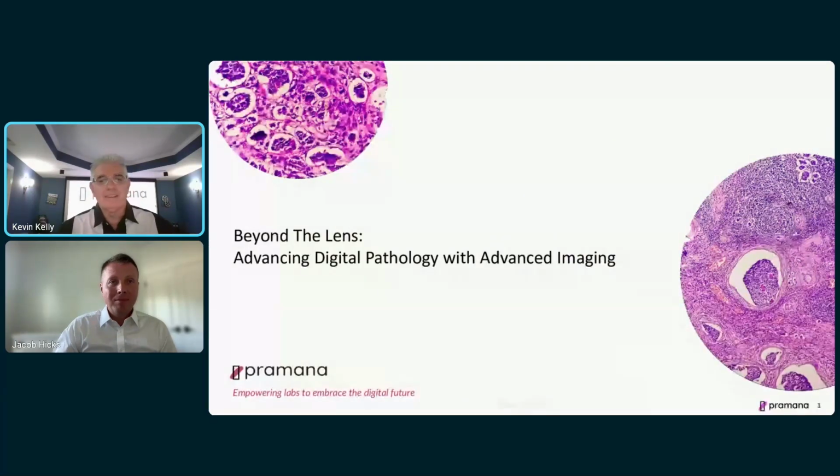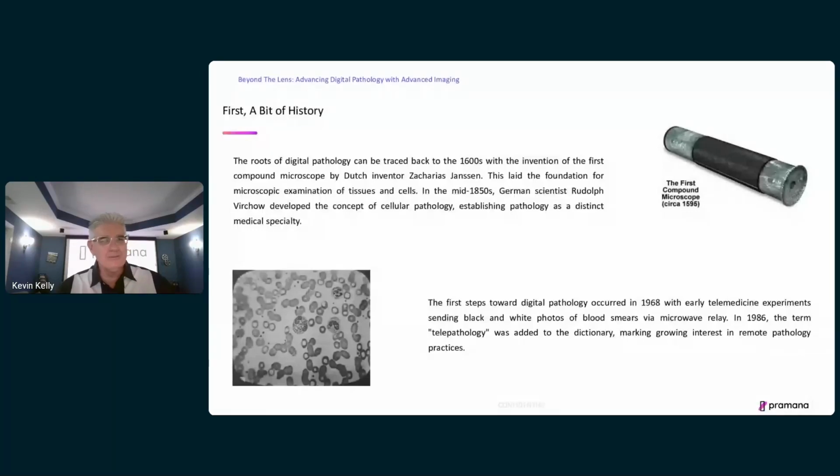So today I'm going to talk about Beyond the Lens, Advancing Digital Pathology with Advanced Imaging, and what that means. First, let's go through a little bit of history. So digital pathology actually can be traced way back to the 1600s, late 1500s. The inventor of the first pseudo microscope, I call it a pseudo microscope. If you look, it's more like a telescope for tissue. But that is the first recognized microscope, believe it or not. Zacharias Janssen invented it. It laid the foundation for microscopy as we know it today.